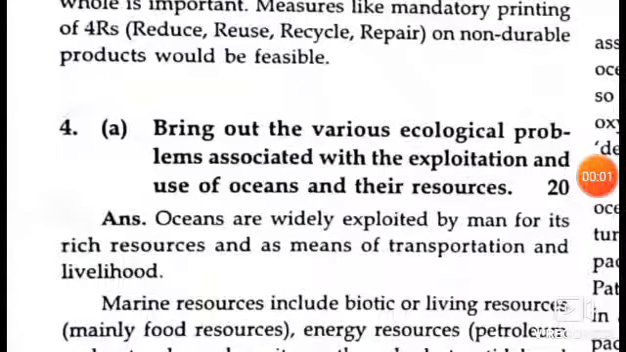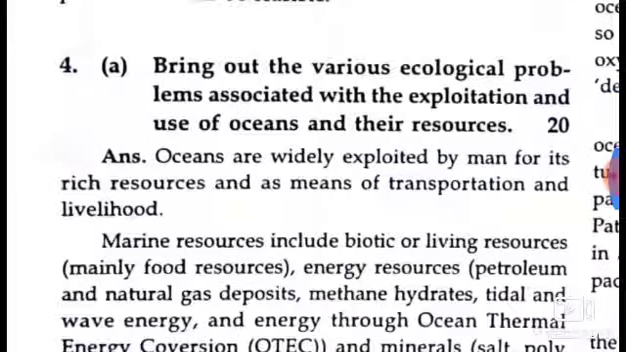and bring out the various ecological problems associated with the exploitation of oceans and their resources. Oceans are widely exploited by man for their rich resources and as a means of transportation and livelihood.